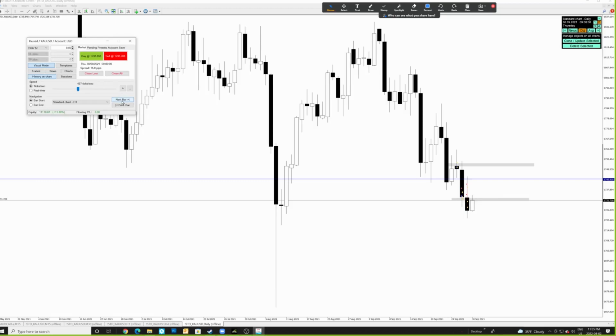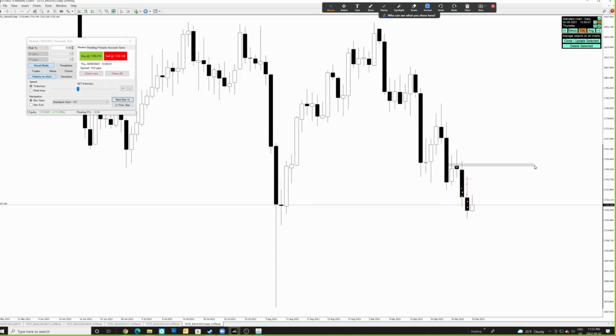Let's move on to the next pre-New York. This is London Open, 12, 13. There we go. The New York Open, pre-New York. Wow, very nice move over here on the daily time frame.